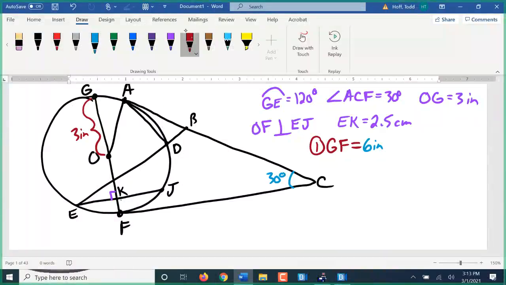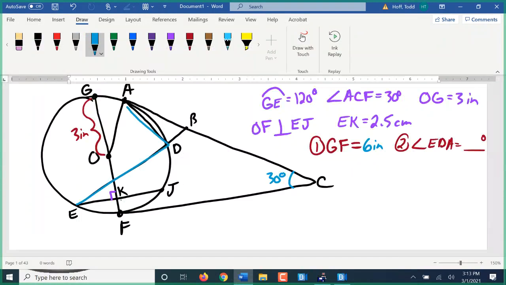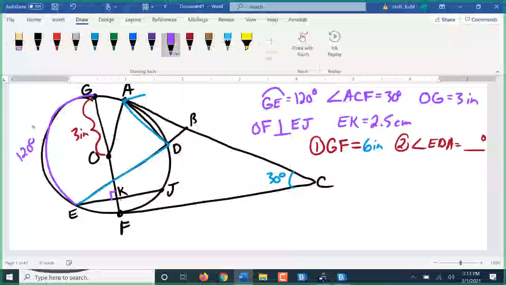Next thing I'm going to ask you to find is angle EDA. So let's come back here, find EDA. There's that angle right there. Well, I know that arc PE around here is 120 degrees. That was given right here.